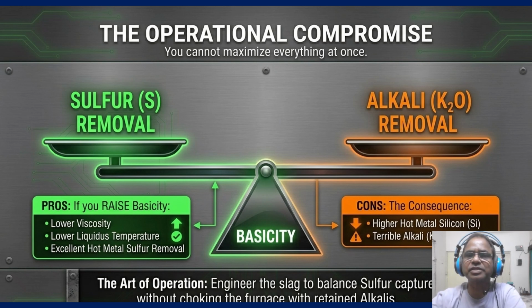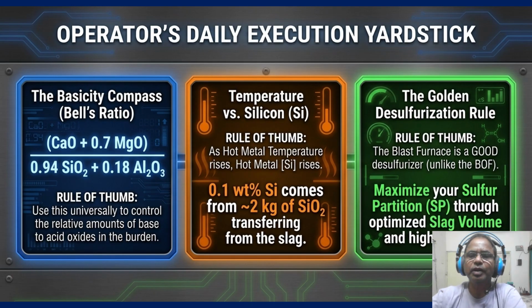This table tells a story. As you lower basicity from 1.1 to 0.95, you remove more potassium, which is good for preventing alkali buildup on the furnace wall. But you remove less sulfur, which is bad for hot metal quality. So you have to compromise. Here are the formulas you need: B2, B3, and B4, and slag volume in kg per ton of hot metal.